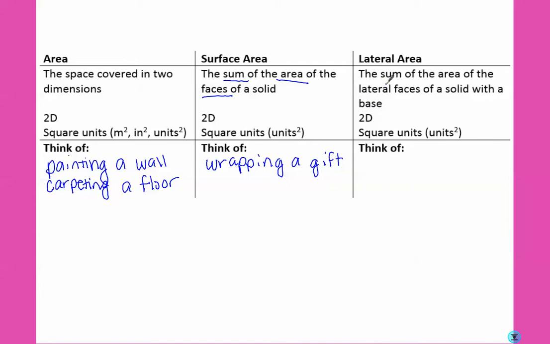Lateral area is the sum of the area of the lateral faces of a solid with a base. So basically, the lateral faces are just the sides, not the bases, so not the top or the bottom. This would be something like the fabric of a tent, or the label on a can of soup or a can of vegetables.